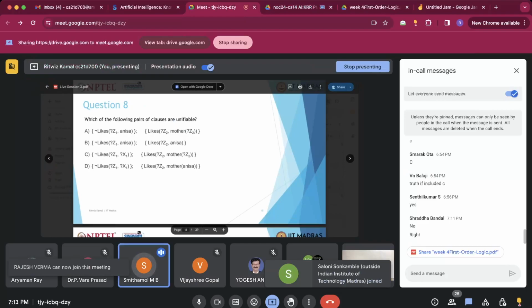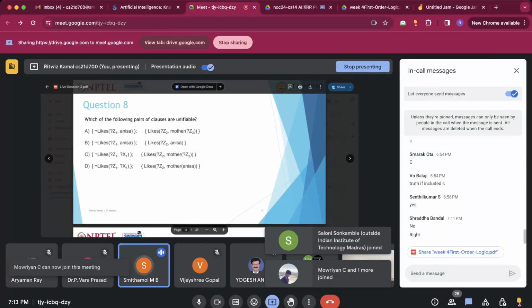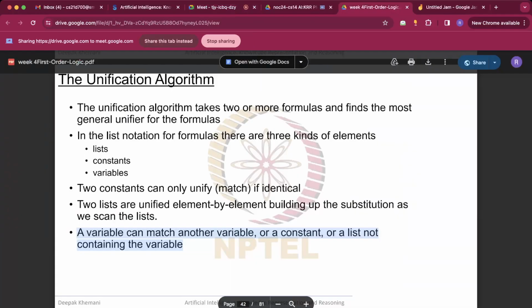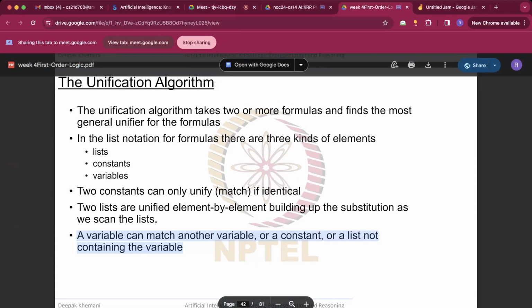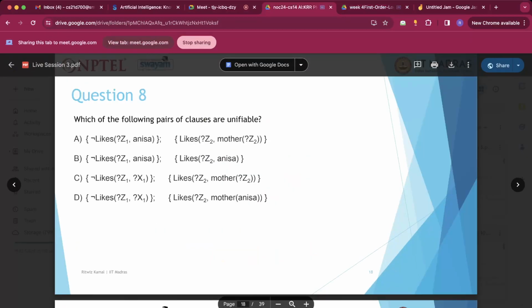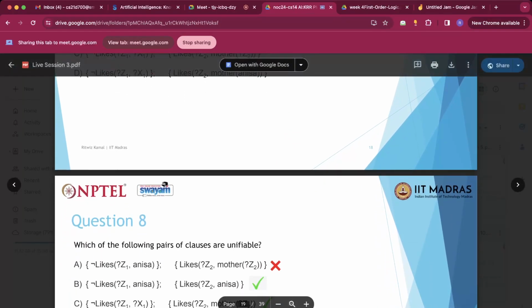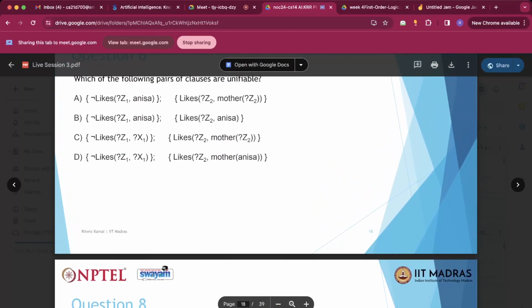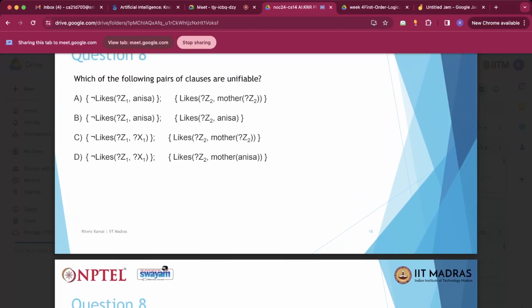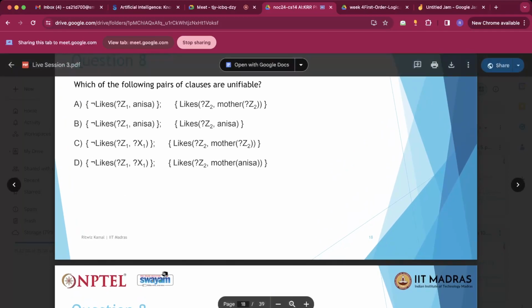If we can match a variable with a list, whether it is also true. So let's go back to the definition. A variable can match another variable or a constant or a list not containing that variable. Okay, so by this definition, we can substitute x1 and mother z2, and we can obviously substitute z1 and z2. So option C is also correct.